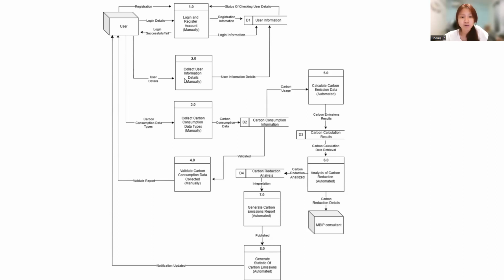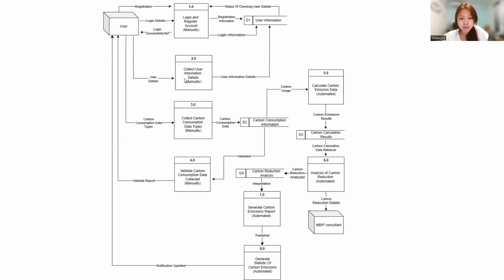In process 4, validate carbon consumption data collected is to validate whether the carbon consumption data is correct or not. The validated report will be sent to the user. And then for process 5, the carbon usage filled in by the user needs to be calculated, and the result will be stored in the carbon calculation result. Then process 6 is analysis of carbon reductions. This process takes the carbon calculation data, retrieves and analyzes it, and the analyzed result will also be stored in the carbon reduction analysis data store.